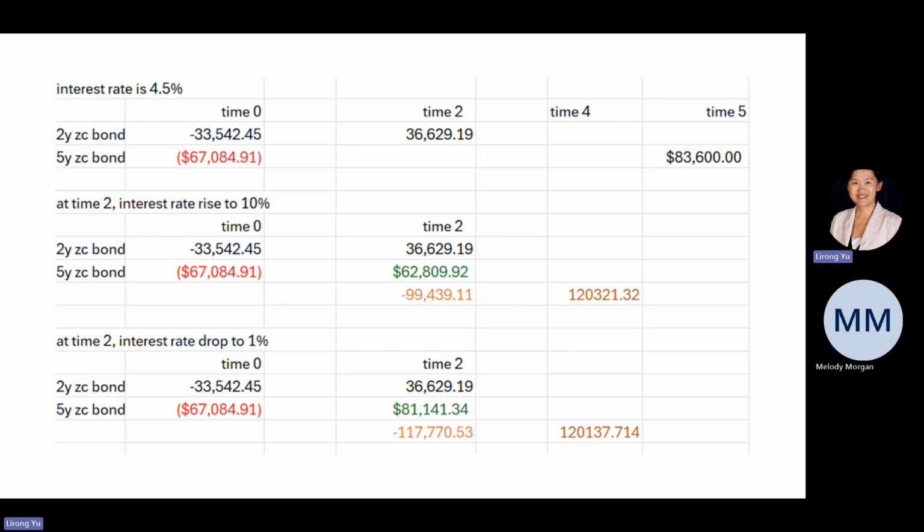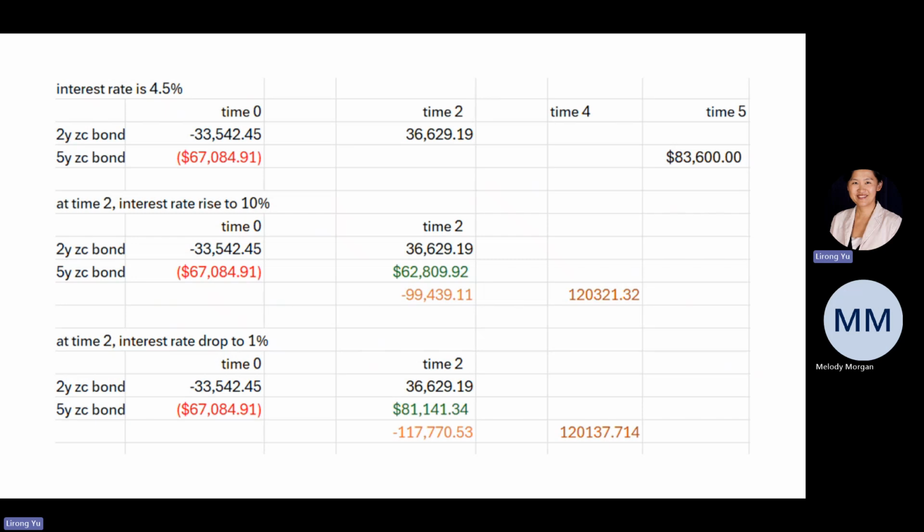Another scenario will be, what if the interest rate drops way down to 1%? So that really is different from 4.5%. That means you will have a much higher value when you sell your 5-year zero coupon bond at time 2. And then combine those cash flows, you have more money to buy the 2-year cash flow. But of course the interest rate is lower, so it won't grow as fast. But still we have enough money to cover the liability.